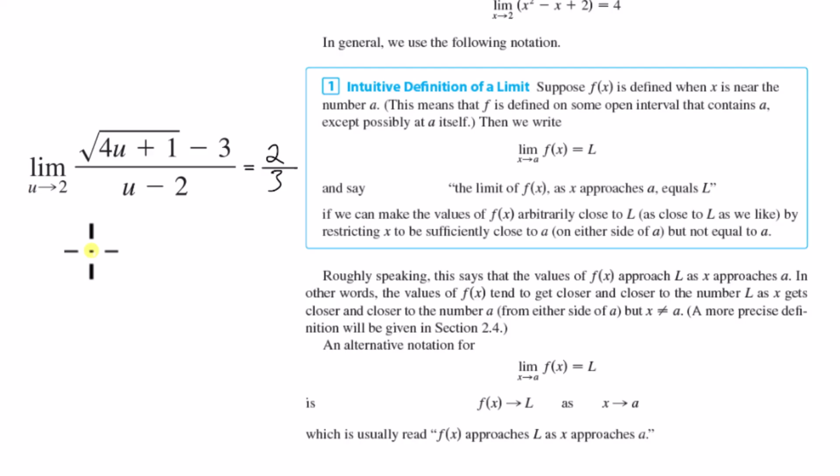But how do we prove that? How can we prove this mathematically? That this whole intuitive definition is in fact the case here. That this limit is truly equal to 2/3. Well, okay.